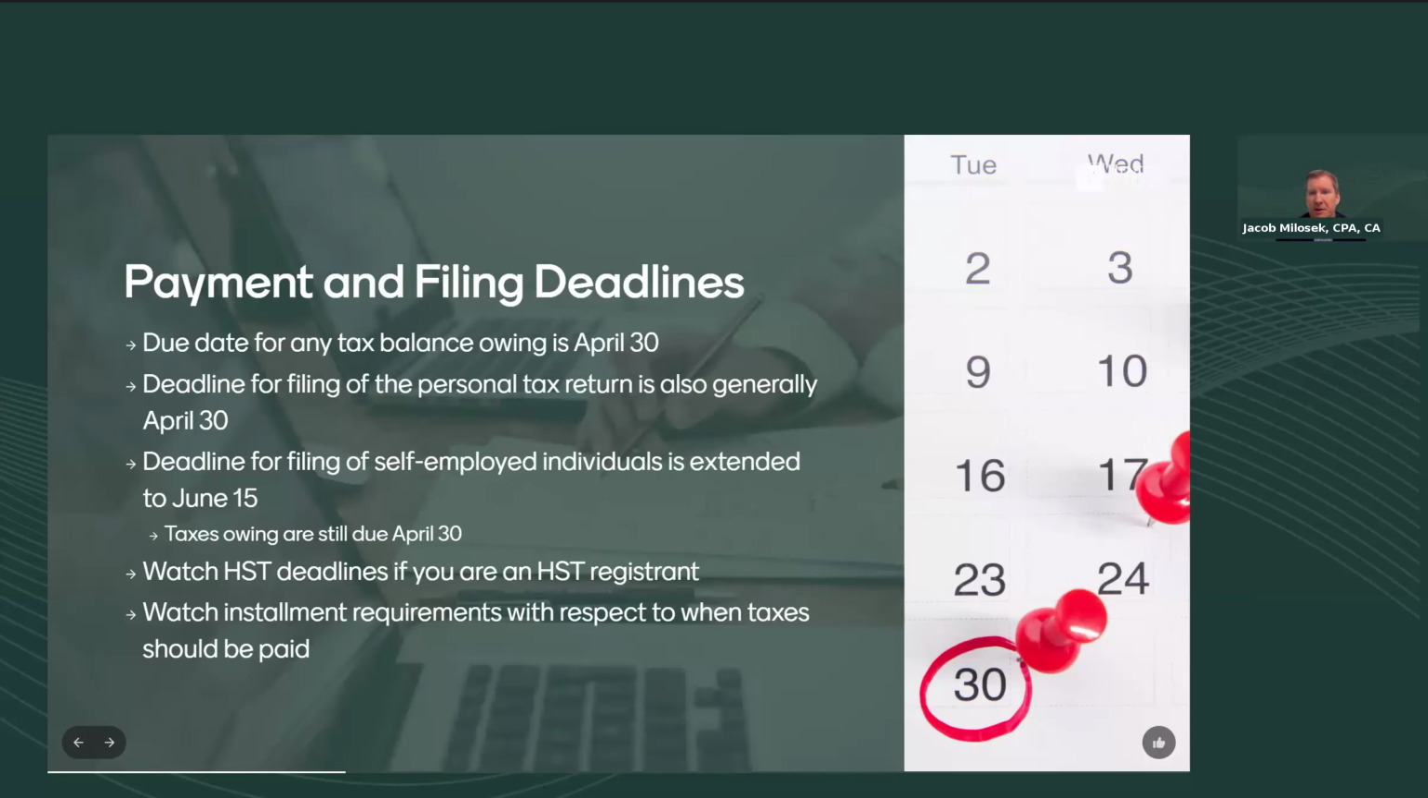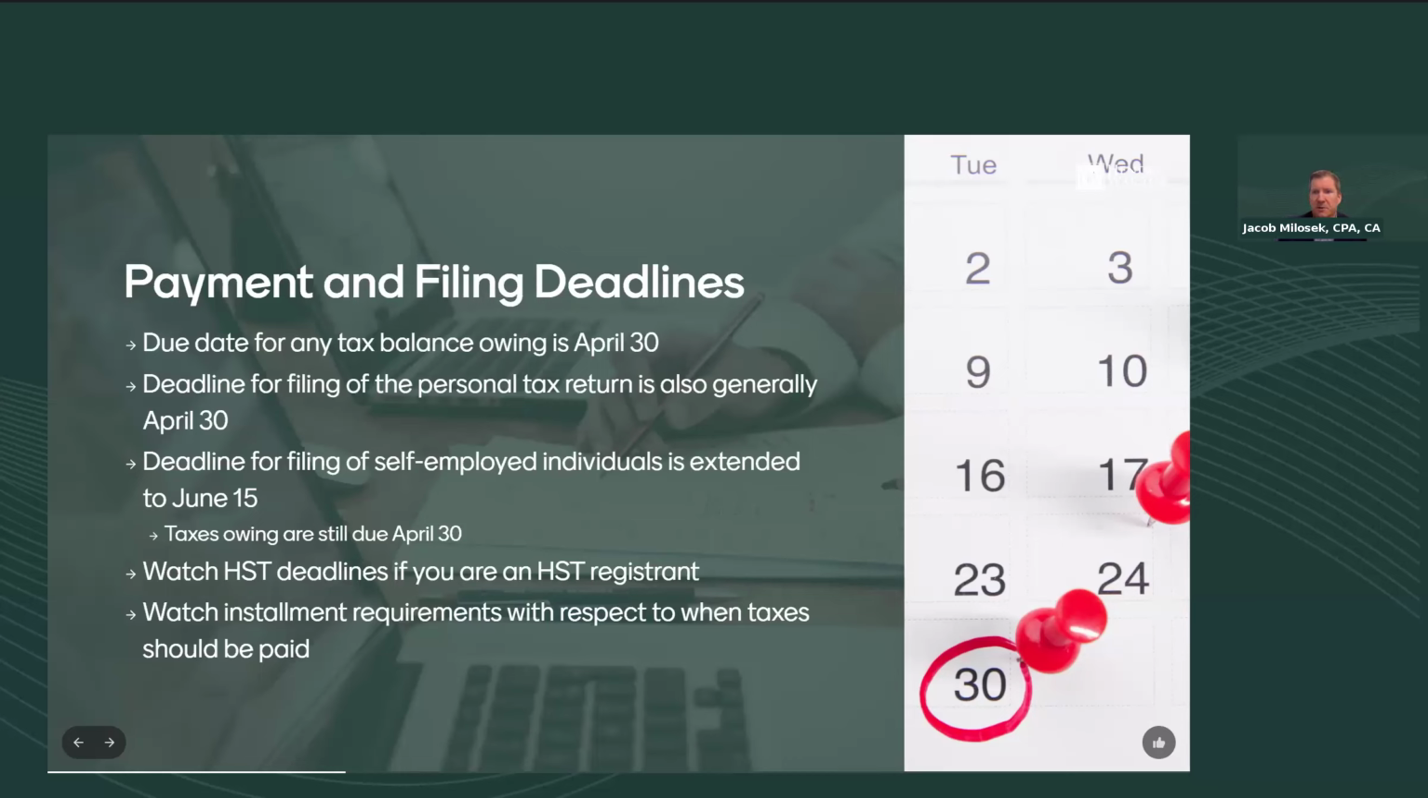So if interest is a big concern, well, we know that understanding our payment and filing deadlines is going to be important. The big deadline that most people are probably aware of is April 30th. So April 30th is the due date of your tax filing, but it's also the due date for any taxes that are payable. There is an extension for self-employed individuals to June 15th. So they give you an extra 45 days to file your personal tax return without penalty. But the payment of any tax is still due June 15th.